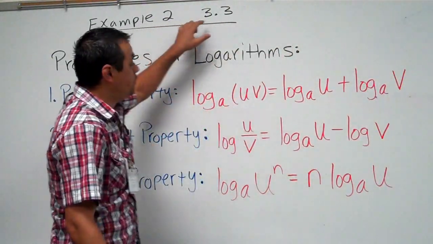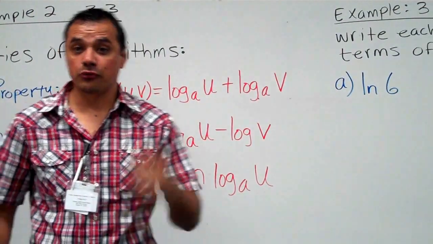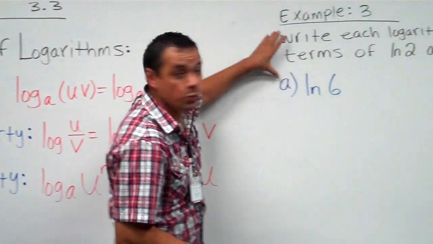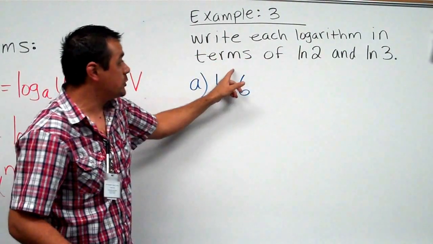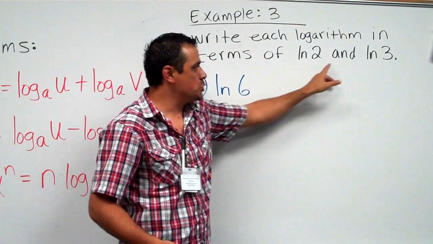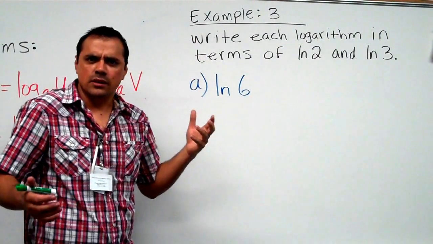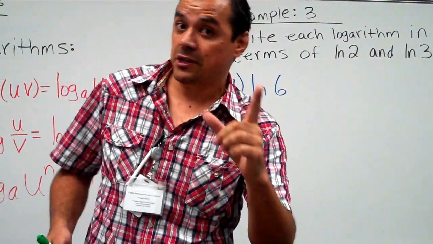We're working on example 3 in chapter 3.3 from your logs. Now, we have something to go over before we actually do this problem. Check this problem out. It says, write each logarithm in terms of natural log of 2 and natural log of 3. Natural log of 6. Now, that looks kind of crazy, but it won't once we go over the properties that you need to know.